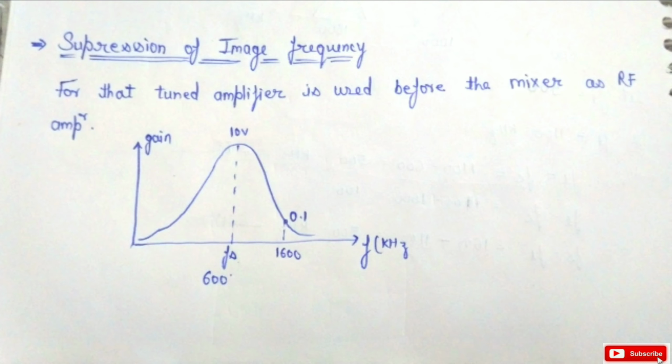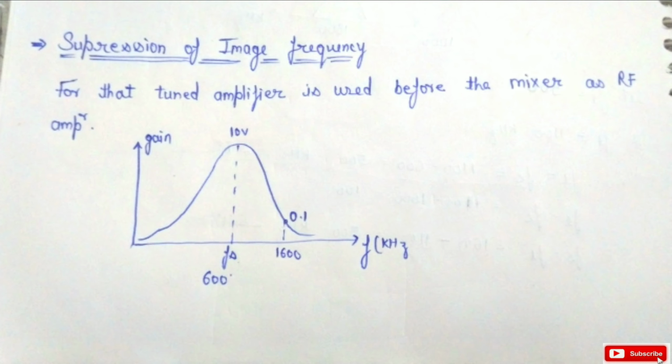A tuned amplifier is basically an RF amplifier, because as we discussed earlier, the RF amplifier is a tuned amplifier in which we use a parallel combination of inductor and capacitor. So it gives tuned characteristics in which the tuned frequency is given by FL equals 1 by 2 pi root LC, and its gain versus frequency characteristic is bell shaped, as shown in the figure. Let's suppose for the tuned frequency our gain is highest, and for the unwanted frequency our gain is minimum.